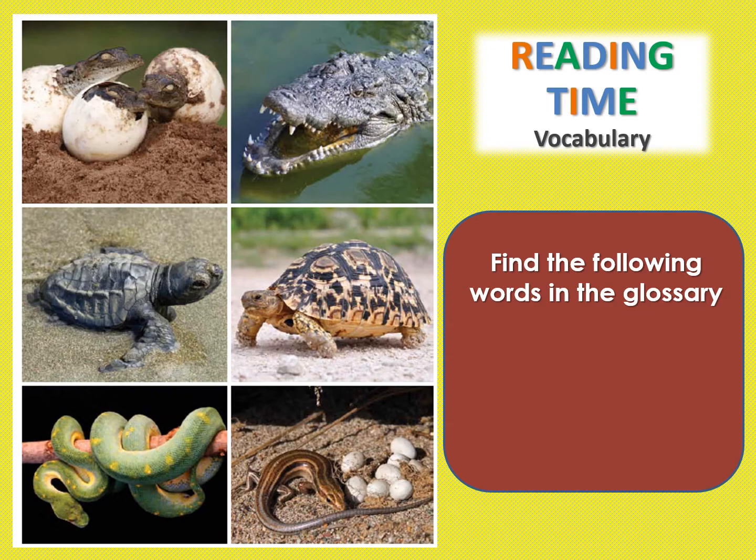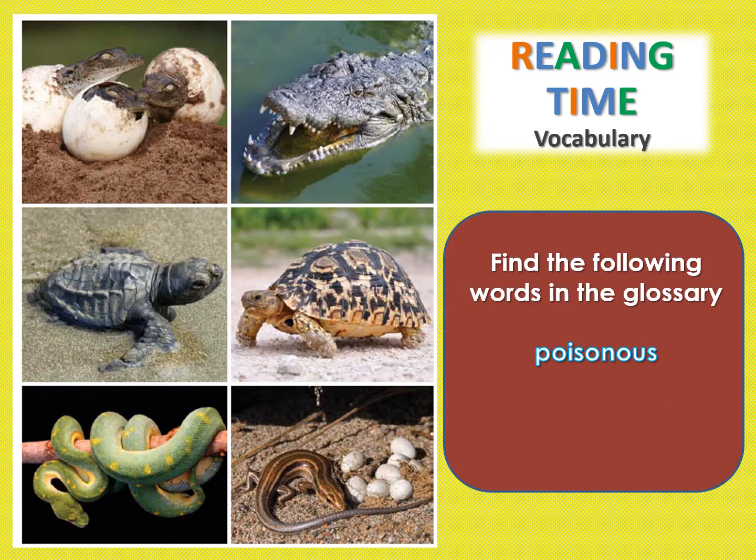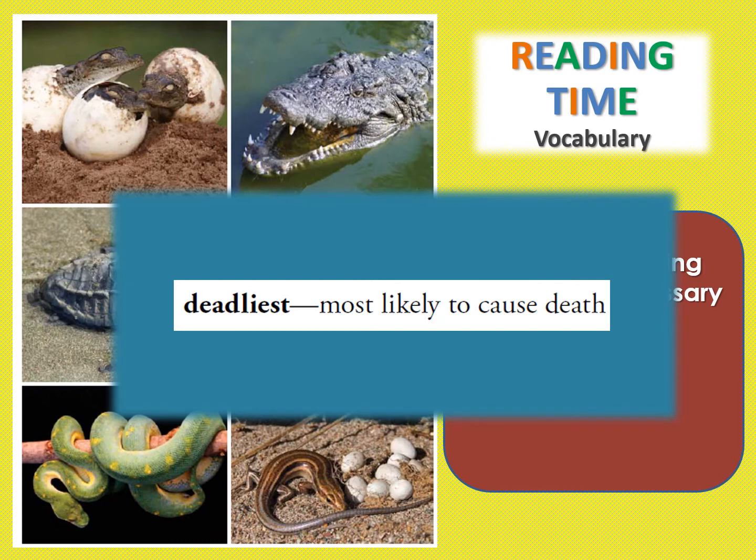So we're going to take a look at some words that we're going to come across in our reading, and we're going to take a look at the meaning that we would find in the glossary from our book. So this first word, poisonous. Poisonous means full of poison or venom. Deadliest. Deadliest means most likely to cause death.